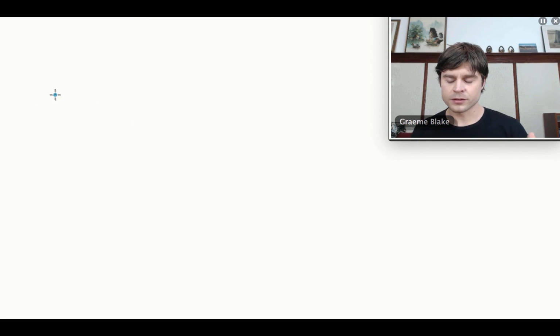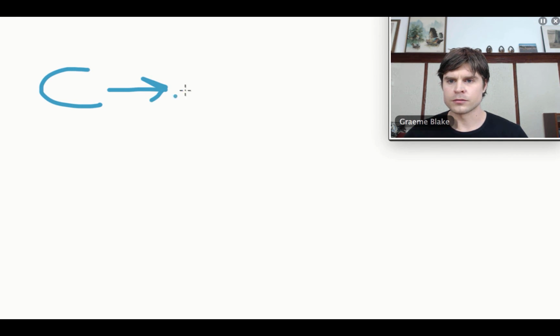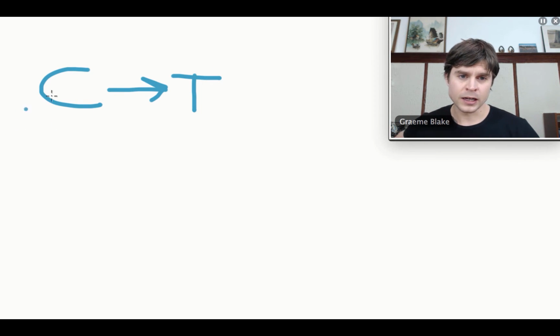So conditional statements, what are they? I said all cats have tails, so I would draw that as C arrow T. Notice it's only one letter. I mean, in this case, it's pretty obvious that cats and tails can be represented by C and T.